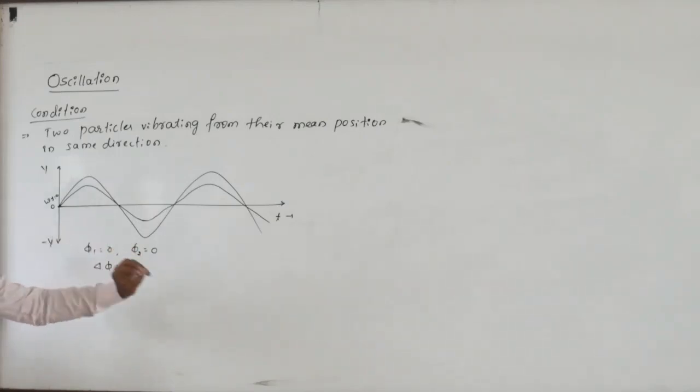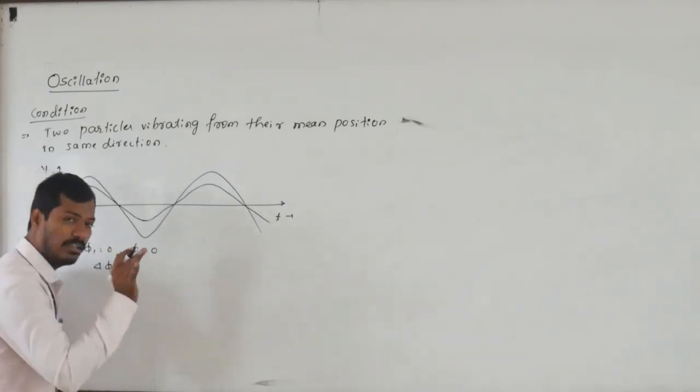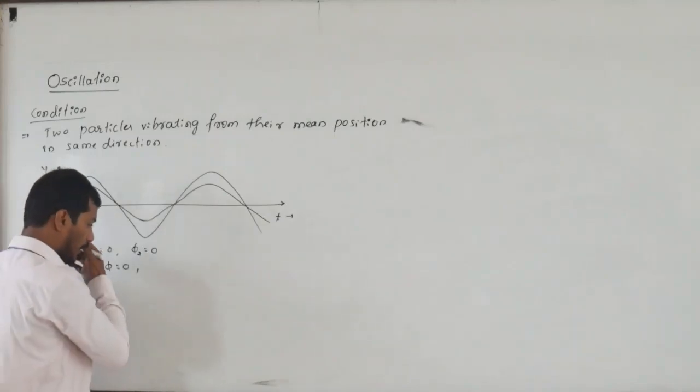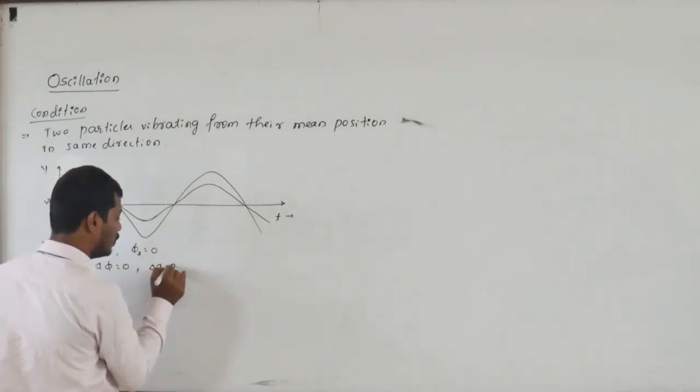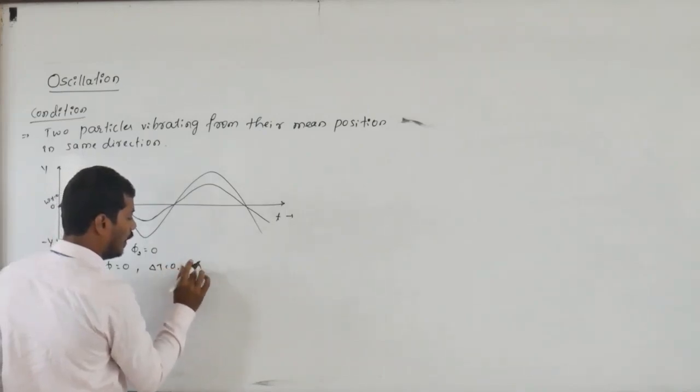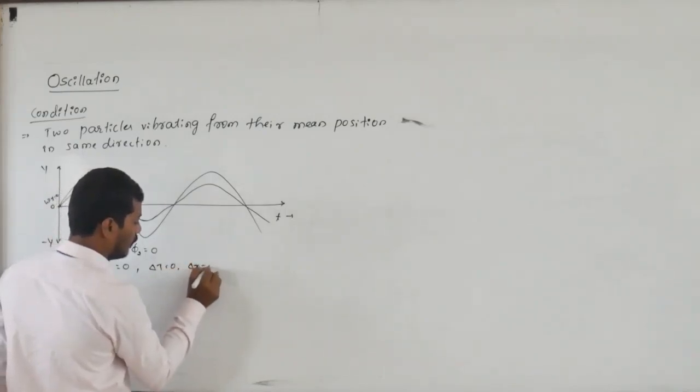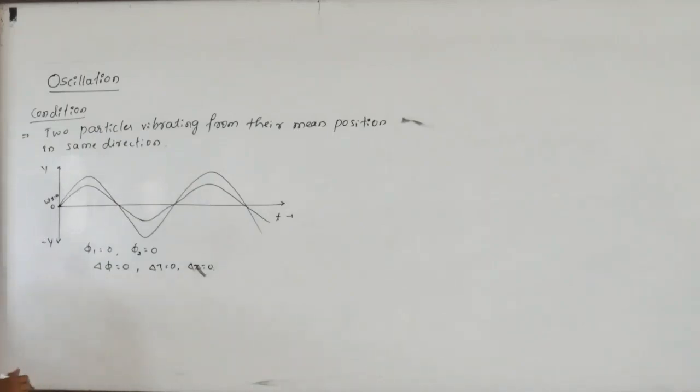The time difference is 0. The path difference is 0. Delta t is also 0 and delta x is also 0. All are 0.